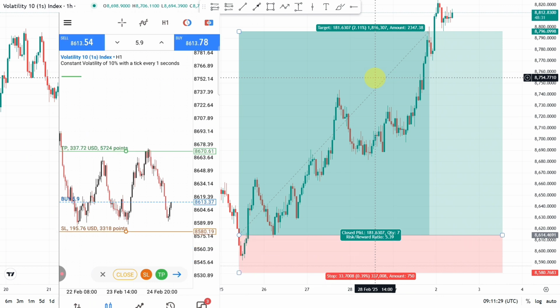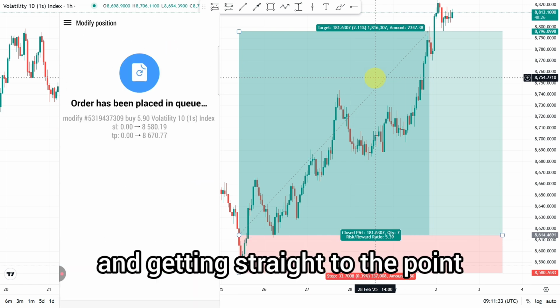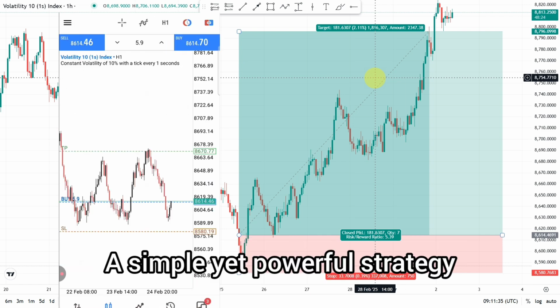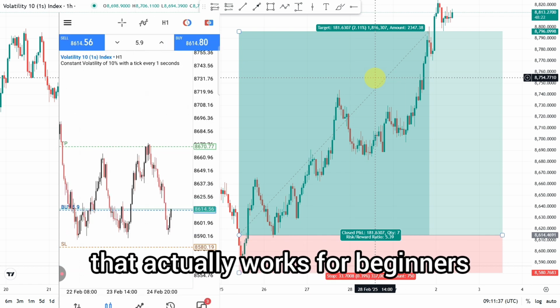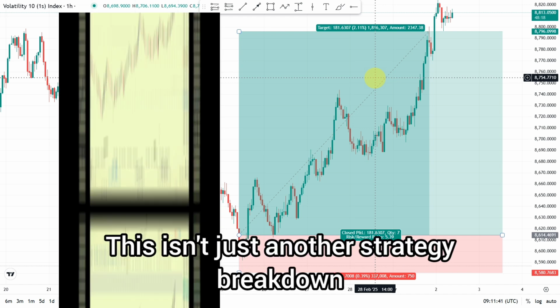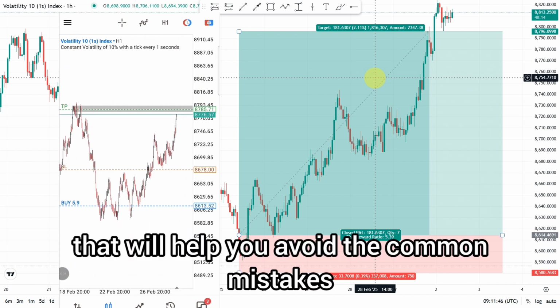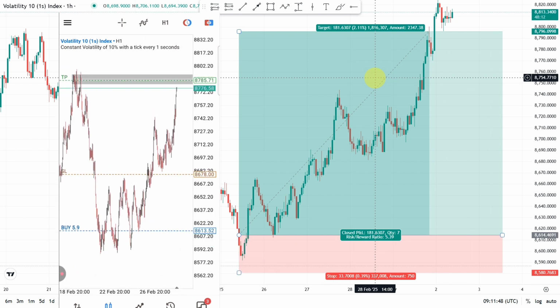This time around, we are cutting through all the noise and getting straight to the point. A simple yet powerful strategy that actually works for beginners. This isn't just another strategy breakdown. This right here, guys and girls, is an actual system that will help you avoid the common mistakes that always keep traders stuck.